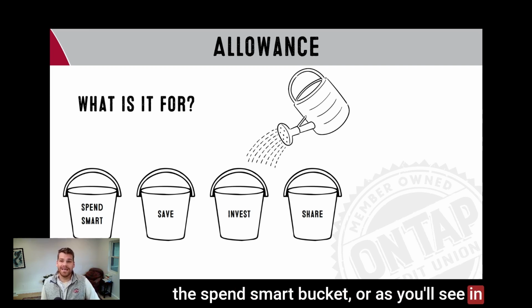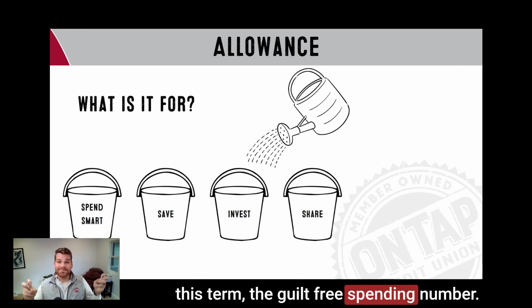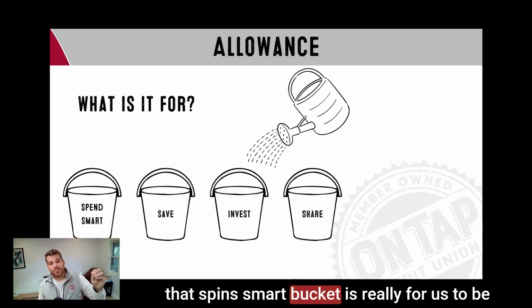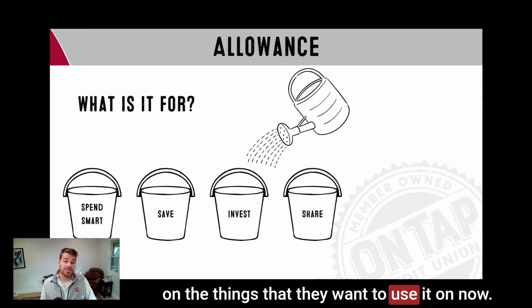Or as you'll see in the cash flow system that I use, I've adopted this term, the guilt-free spending number. We'll talk about that in just a moment. But that spend smart bucket is really for our kids to be able to use money on the things that they want to use it on now.